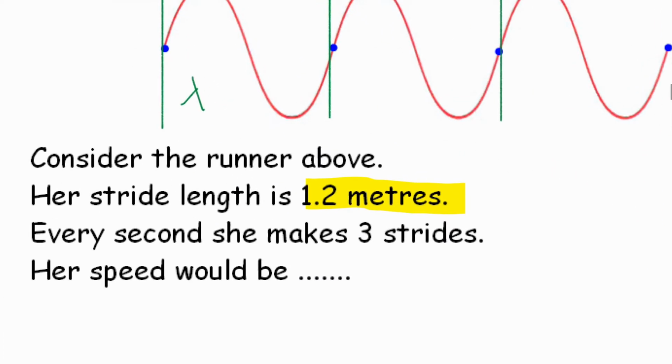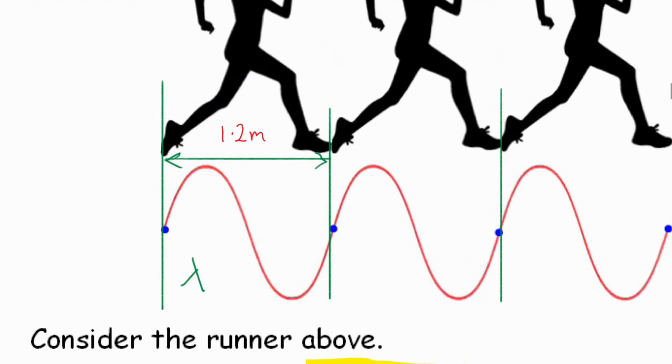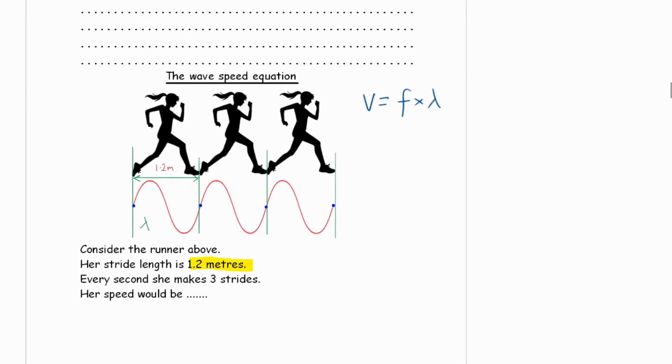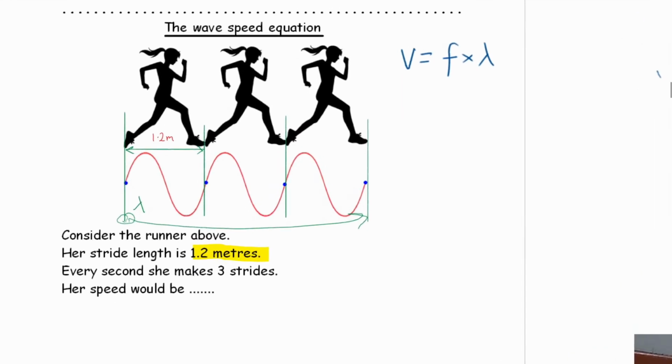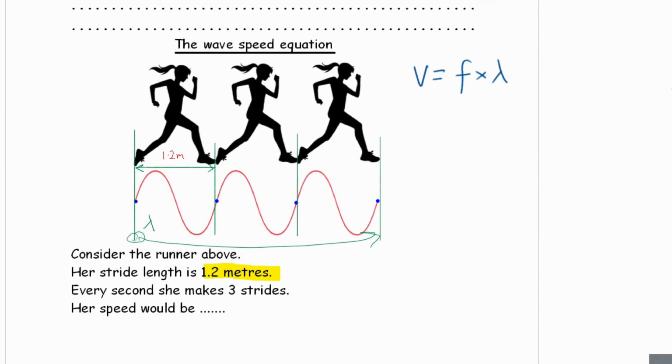Now, if every second she runs this total distance from here to here, then the distance she would travel in 1 second would be 3 lots of 1.2, which would be 3.6. So her speed would be 1.2 times 3 equals 3.6 metres per second.